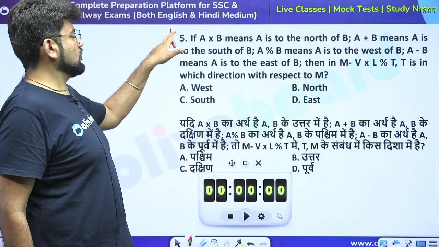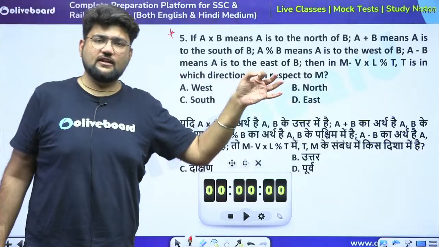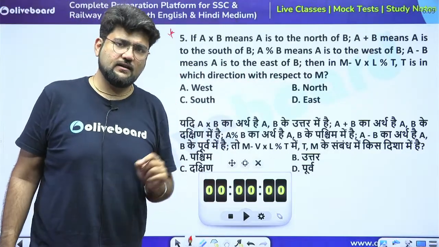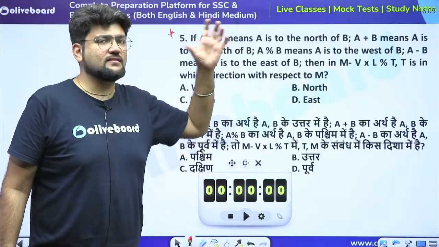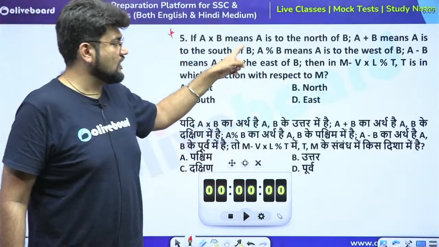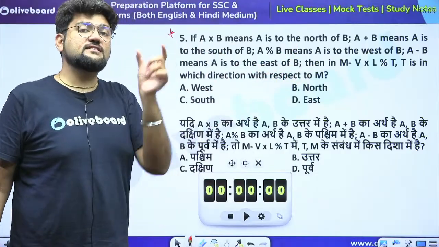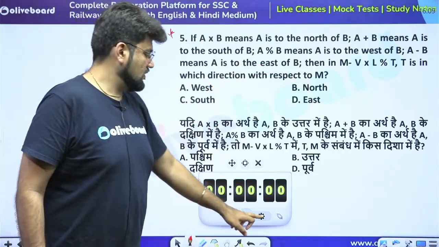This is the question I was talking to you about. This is coded directions, similar to coded blood relations. We have learnt about coded blood relations already on this very channel. Coded blood relations, similarly coded directions. There is nothing new. You have to approach it the same way. Okay. Just remember, if they are not talking about the distance, assume the distance to be same. Draw an equal length of line between them to trace the figure.